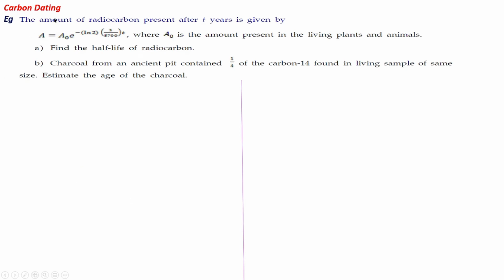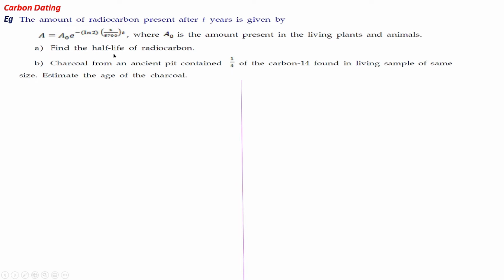Here is an example. The amount of radiocarbon present after t years is given by A equal to a naught into e raised to minus ln 2 into 1 by 5700 t, where a naught is the amount present in living plants and animals. First subdivision, find the half-life of radiocarbon. Second subdivision, charcoal from an ancient pit contained 1/4 of the carbon-14 found in a living sample of the same size. Estimate the age of the charcoal. So here the amount of radiocarbon present after t years is given. The model is given directly here.